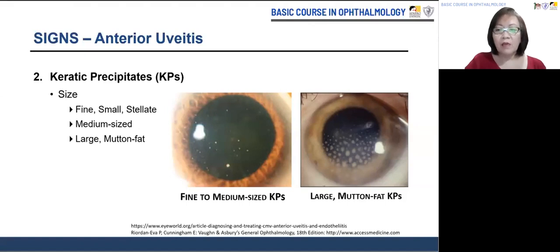Fine KPs are more commonly found in Fuchs heterochromic uveitis and non-granulomatous uveitis. On the other hand, large mutton fat keratic precipitates are composed of macrophages and epithelioid cells. These types of keratic precipitates are associated with granulomatous type of uveitis.